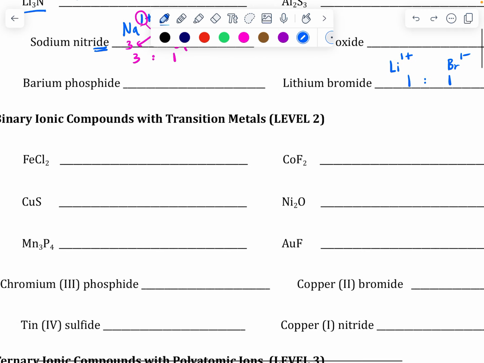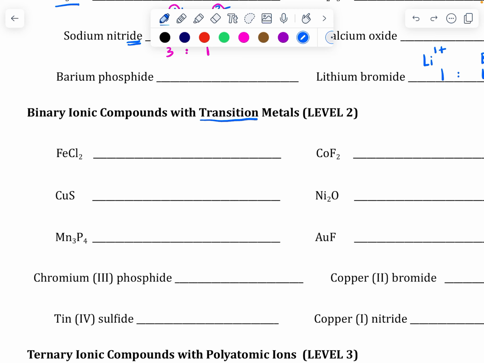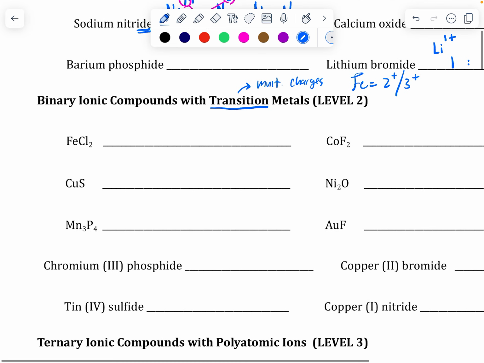All right, now let's move on to level 2, where we have transition metals. Now be very careful with transition metals, as they might have multiple charges. Here's one example. Iron, if you look on the periodic table, it's the 26th element, and you'll find that there's iron 2 plus or 3 plus. That's why you have to use Roman numerals to indicate which iron type is in discussion. Does that make sense? Speaking of which, here's FeCl2.